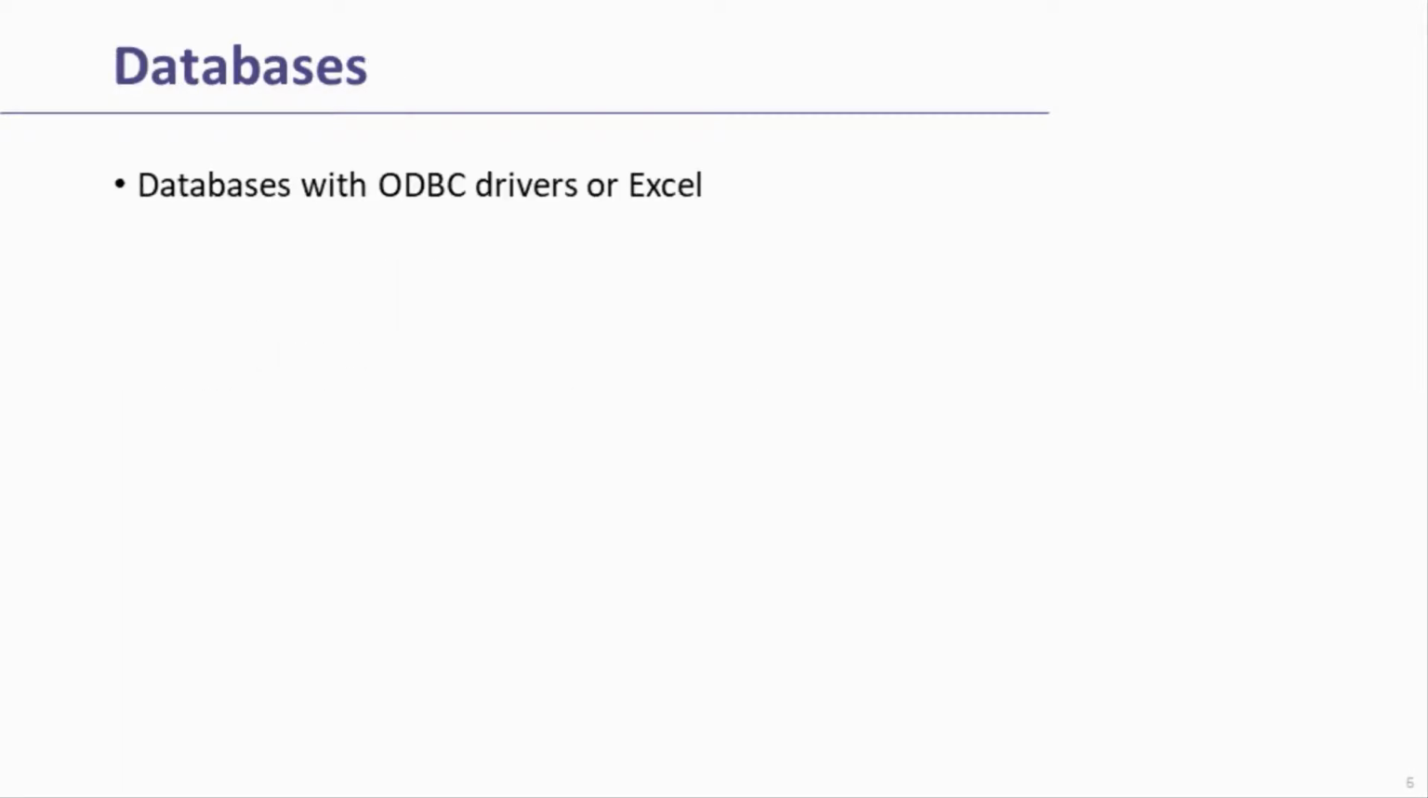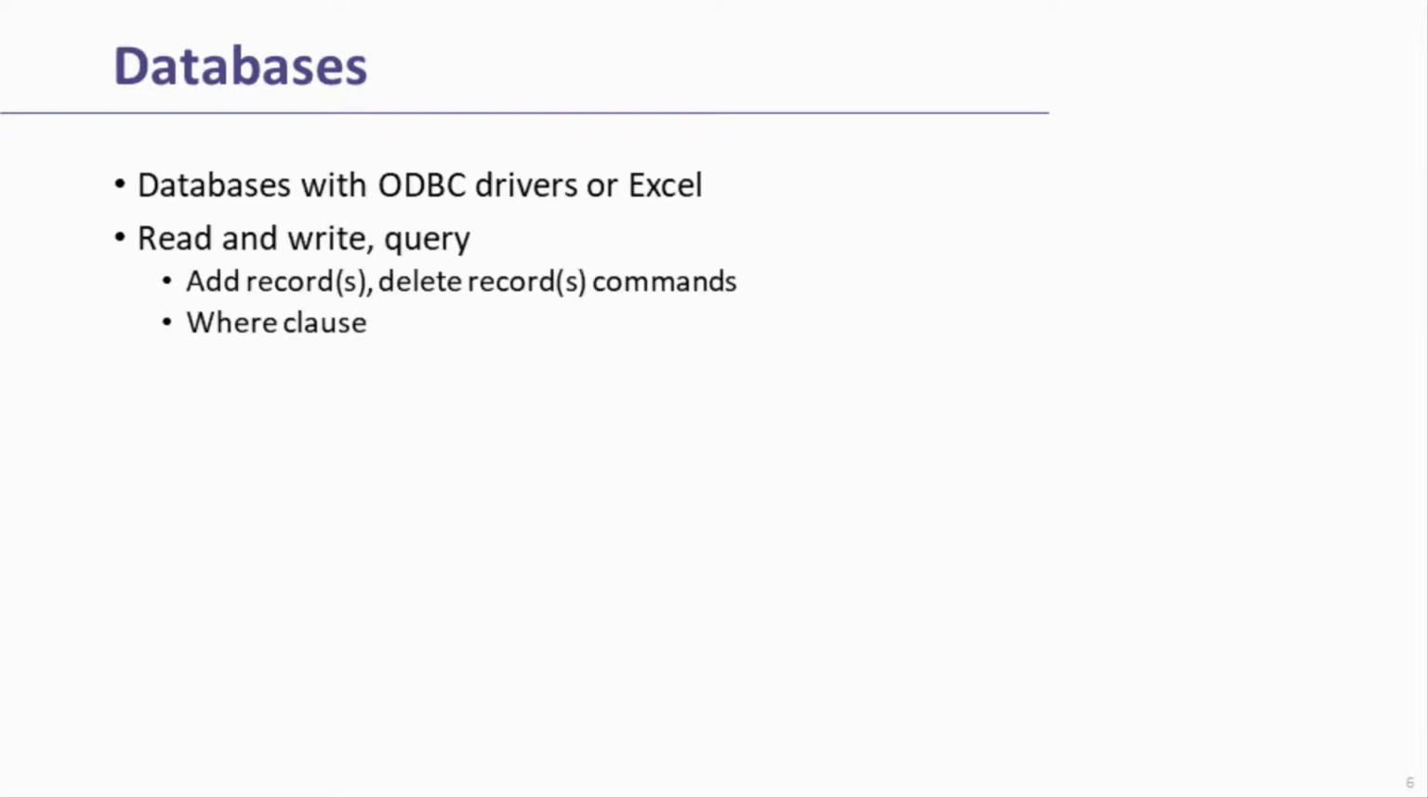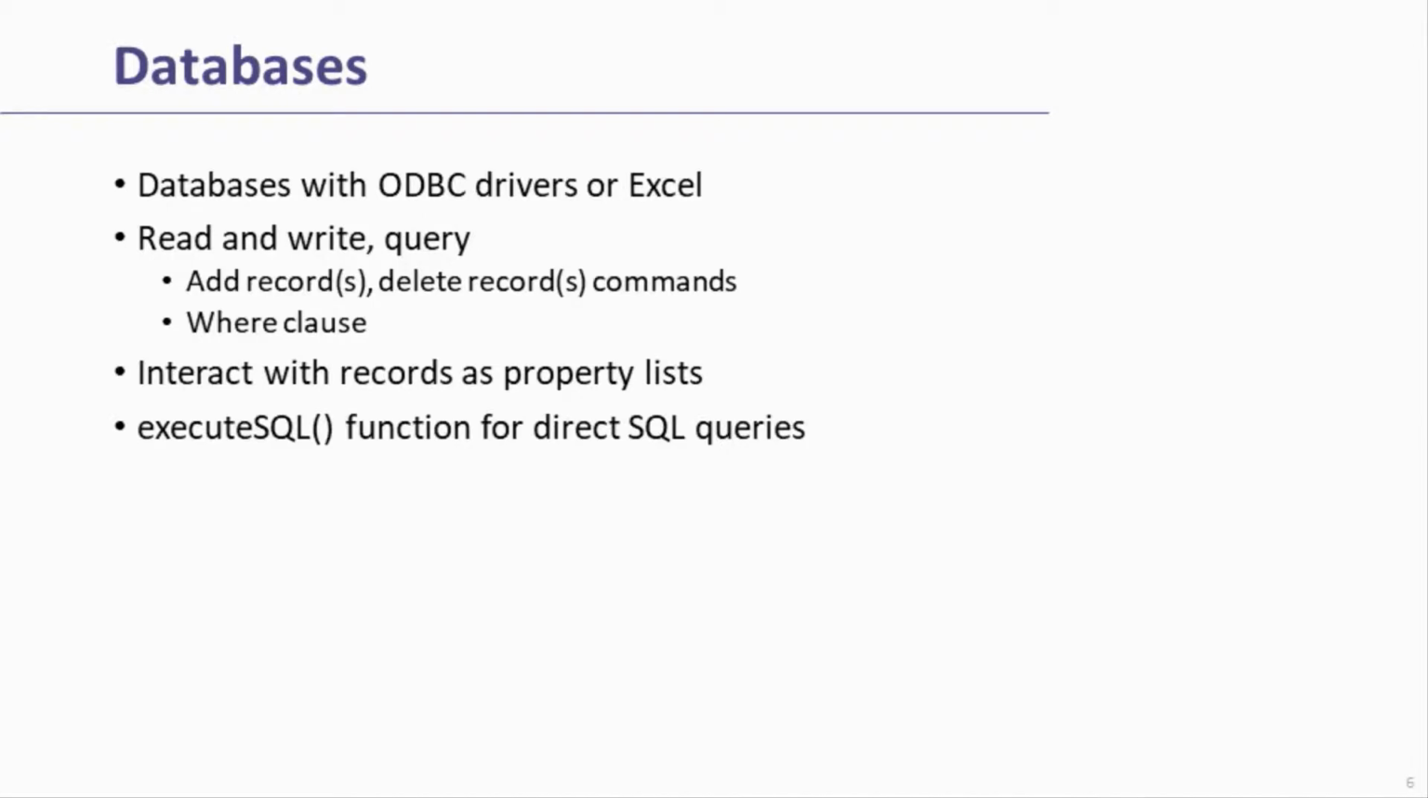Eggplant Functional is compatible with databases that have ODBC drivers. Database interaction methods can also be applied to Excel files. SenseTalk has built-in commands that allow adding, deleting, and retrieving records, as well as a number of additional functions that are described in the online documentation. Database and Excel records are represented by property lists. SenseTalk also includes the execute SQL function for sending specific SQL queries to an ODBC database.